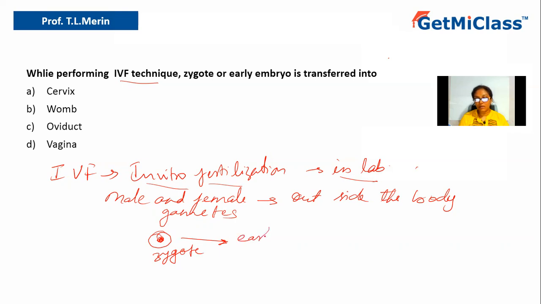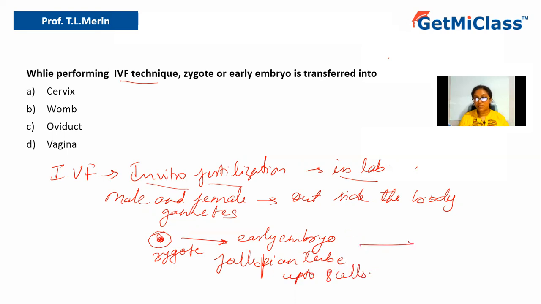Early embryo. Now this initial stage of embryogenesis will occur where? In the fallopian tube itself. So the zygote which is formed, and further either zygote or the early embryo, that is up to 8 cell stage, what will be done after in vitro fertilization? This will be transferred into the fallopian tube, because fertilization has happened where? Outside the body. Now further development should occur within the body, so they will transfer it to the fallopian tube.